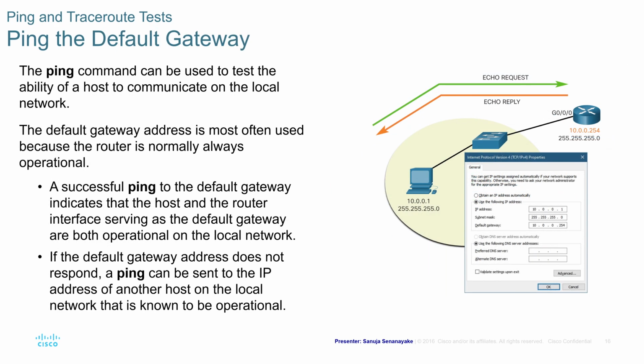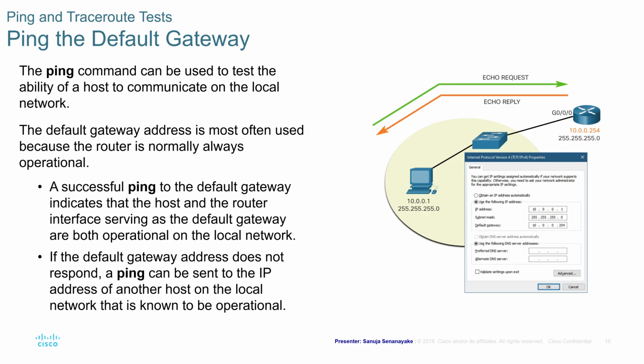Ping the default gateway. Another way that we use the ping command is to test the ability of a host to communicate on the local network. The default gateway address is most often used because the router is normally always operational. So routers are typically always turned on in a networking environment. A successful ping to the default gateway indicates that the host and the router interface serving as the default gateway are both operational on the local network. If the default gateway address does not respond, a ping can be sent to the IP address of another host on the local network that is known to be operational.